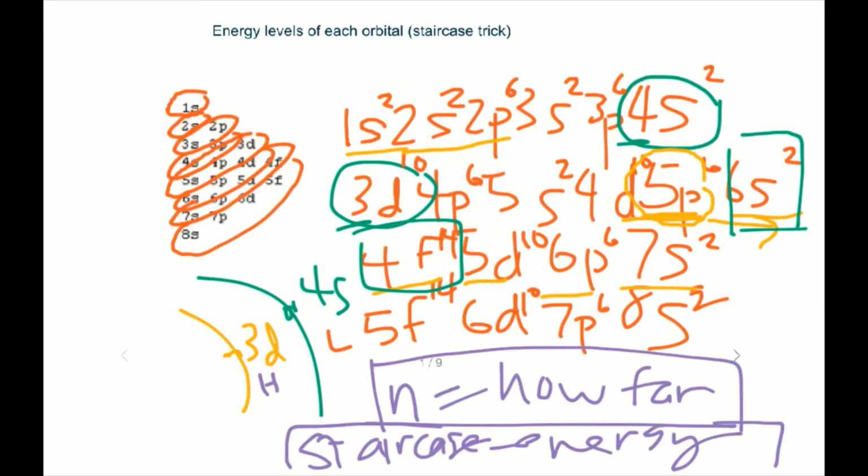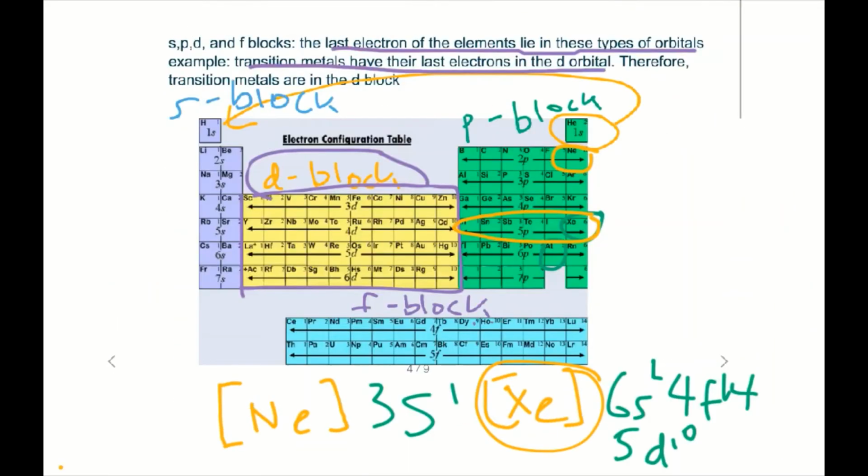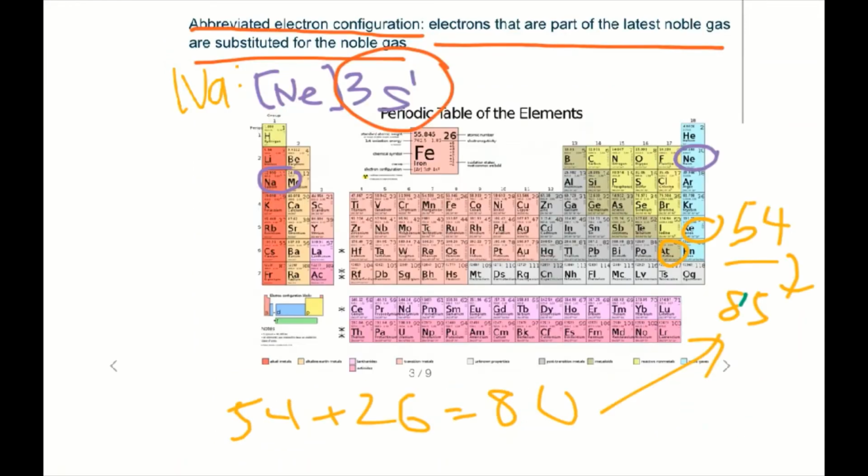So what comes after 5d10? Well, afterwards it comes 6p. So we have to write 6p, and we have to be careful because we only need 5 electrons to get from 80 to 85.